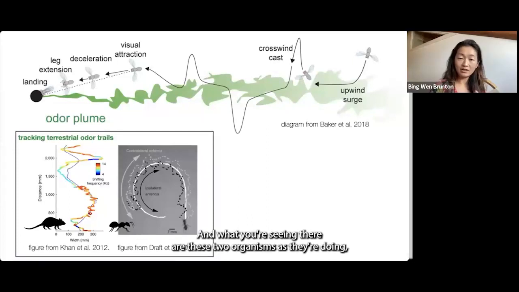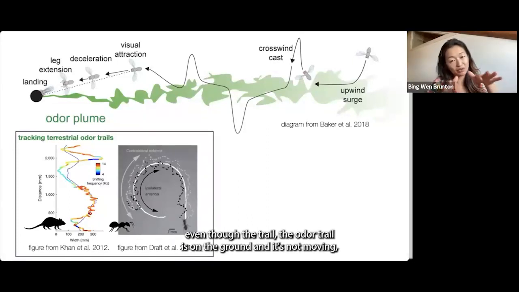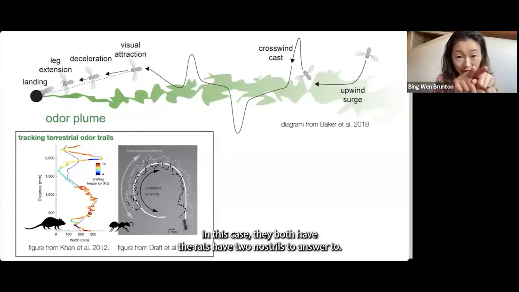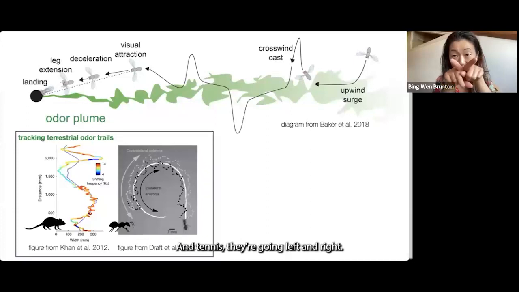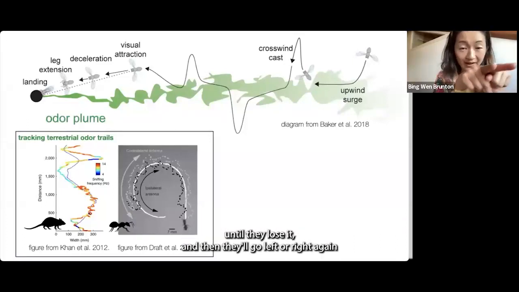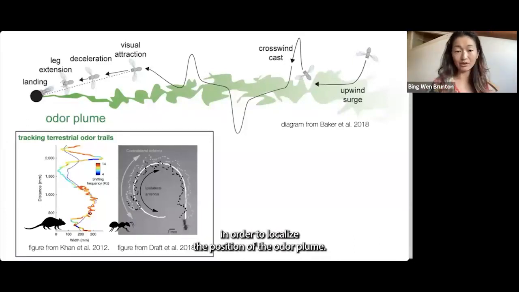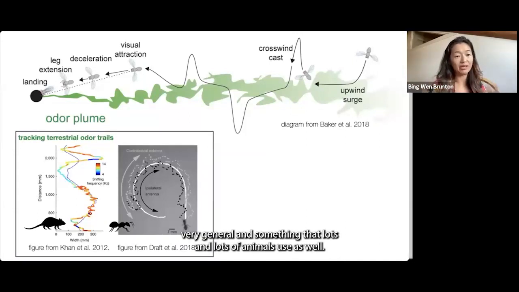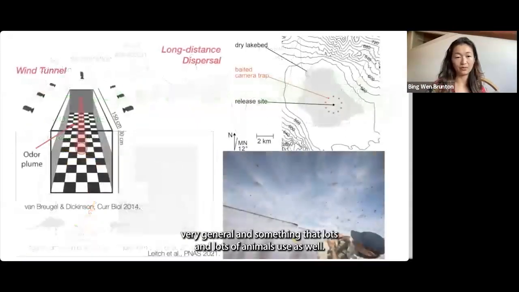And what you're seeing there are these two organisms as they're doing, even though the odor trail is on the ground and it's not moving, a version of the cast and surge behavior where they're sniffing. In this case, the rats have two nostrils, the ants have two antennas. They're going left and right. And once they identify the odor trail, they'll follow it for a little bit until they lose it. And then they'll go left and right again in order to localize the position of the odor plume. So this kind of cast and surge behavior seems to be, at a different scale, very general, and something that lots and lots of animals use as well.